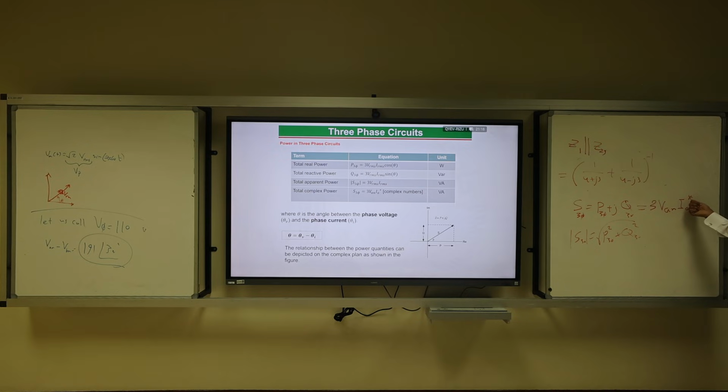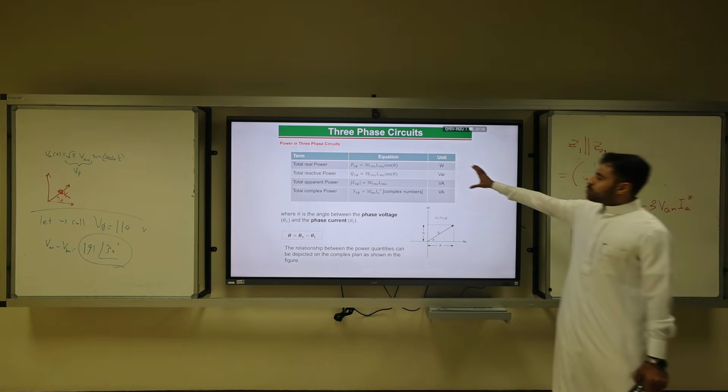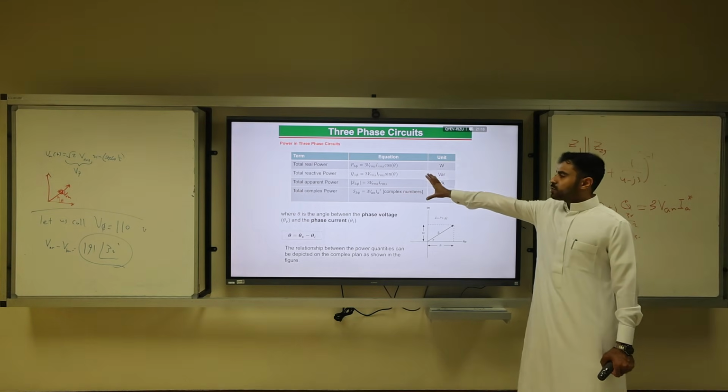And how to do the conjugate? Shift to conjugate, or flip the sign of the angle of the current, or replace every j with minus j. We'll do numerical examples, but I want you to know this table. Keep these equations in your mind.